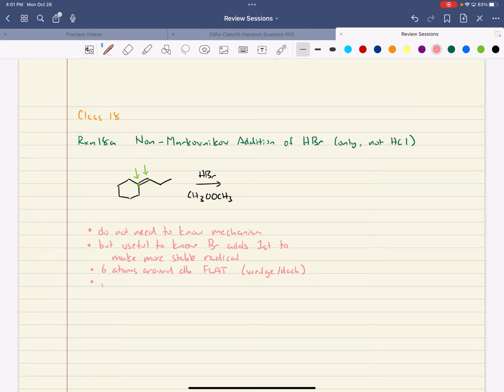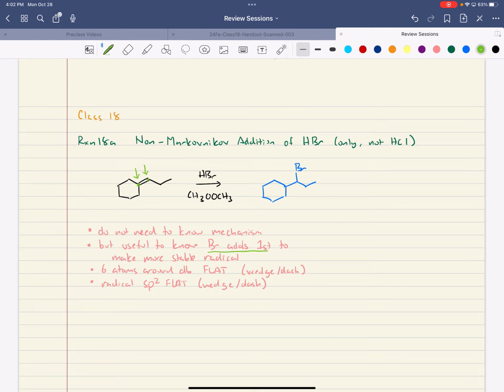But also your radical is sp2 hybridized, so that's also flat. So we're going to have wedge and dash possibility. All right. The product looks like this. Your bromine is on the less substituted carbon. Okay.